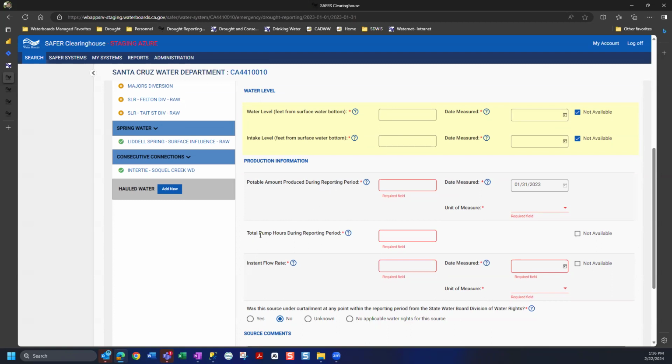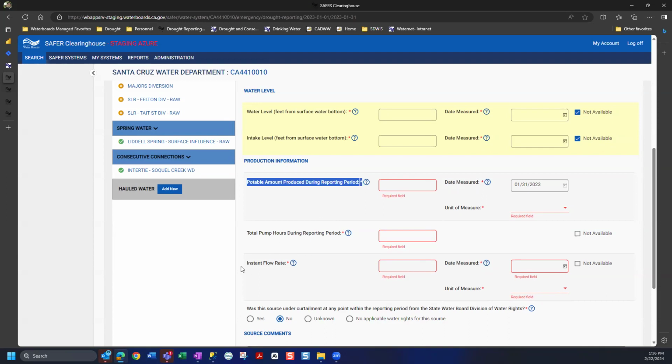Okay, total pump hours during reporting period. If you can imagine, your Southern California Edison might give you a report of how many pump hours your intake pump ran during the reporting period, and that would be a really good estimate of how long it ran. That, coupled with the potable amount produced, if you happen to not have a flow rate, could calculate an average flow rate that you did for the whole reporting period, in this case, a month.